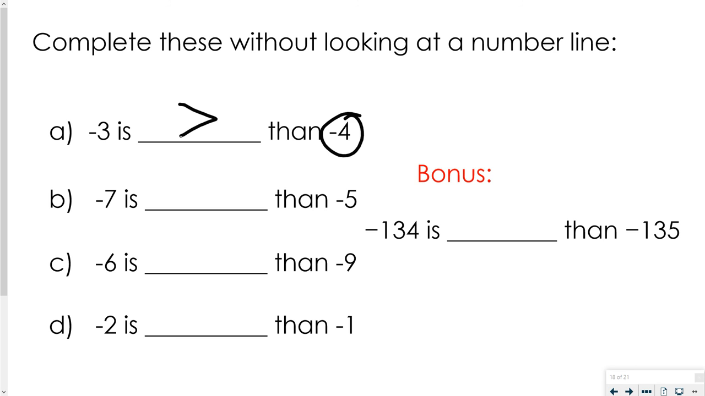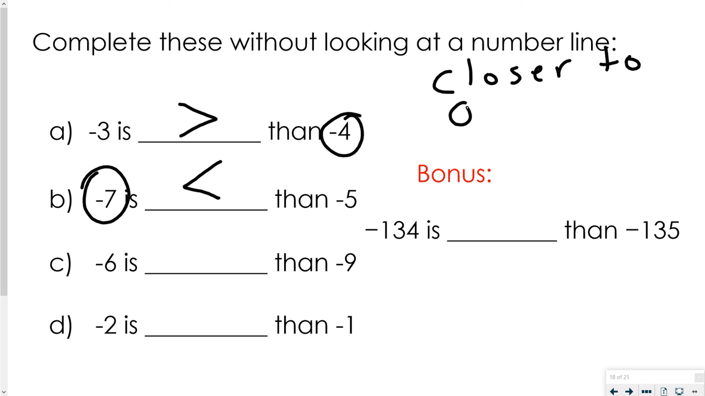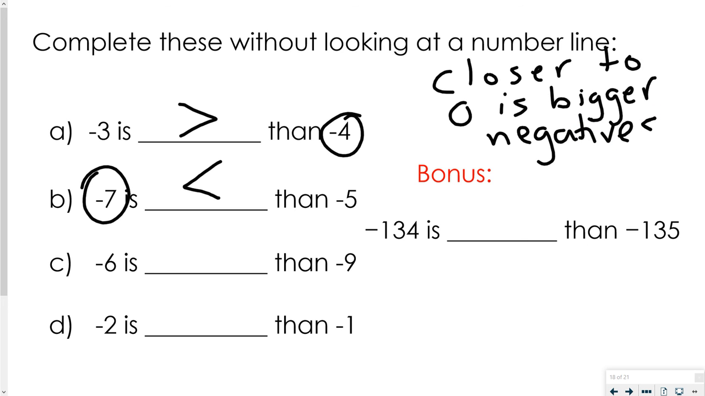-7 and -5. Which one's smaller? -7 is further to the left, which makes it smaller, so it is less than -5. The other way you can look at it is closer to 0 is bigger with negatives, right? Because in the positives, the closer you get to 0, the smaller your number is. So if we're thinking about the negatives, it's the opposite, okay?